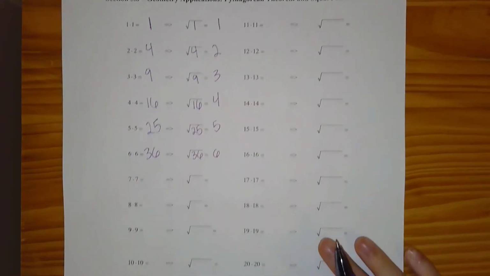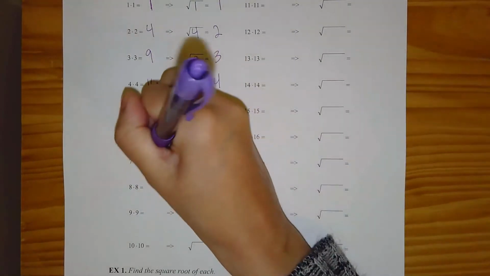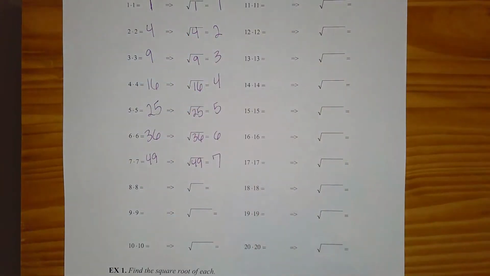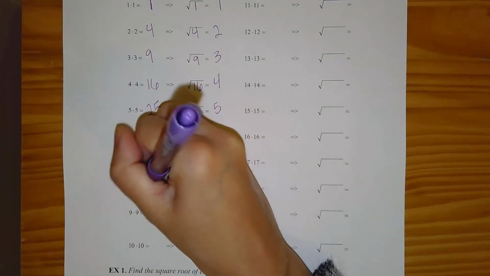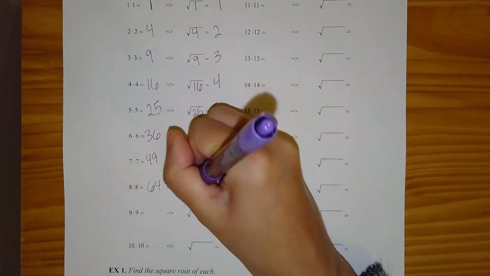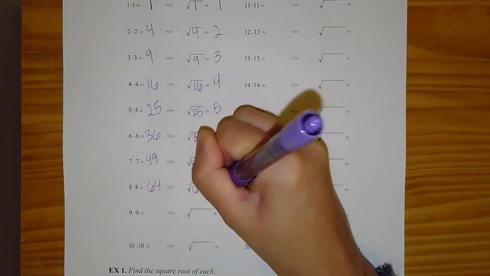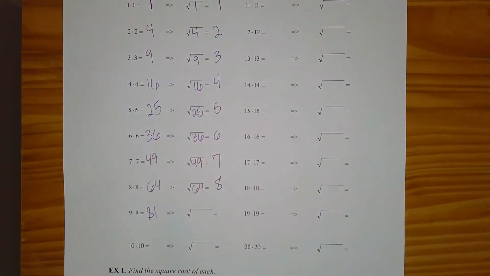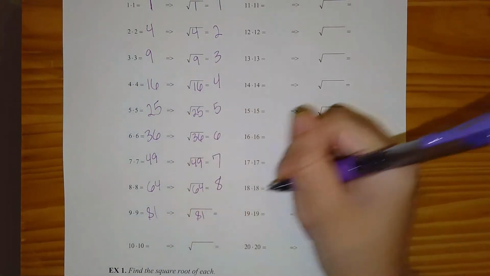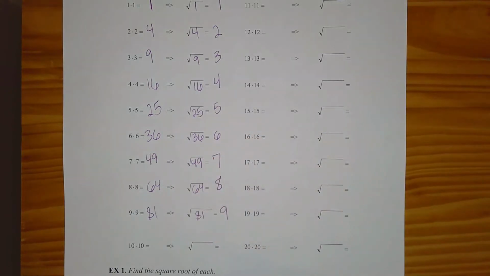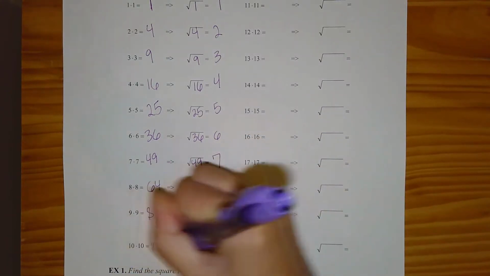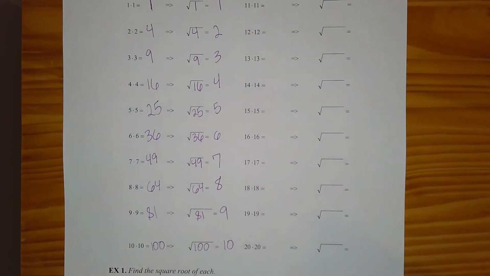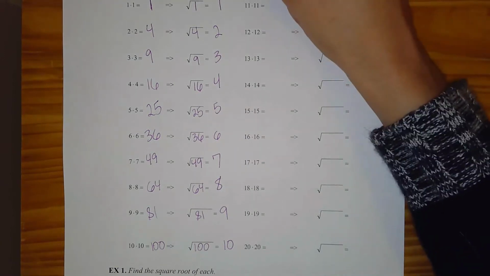7 squared is 7 times 7, which is 49, and that means that the square root of 49 would be 7. 8 times 8 is 8 squared, which is 64, which means that the square root of 64 would be 8. 9 squared is 9 times 9, which is 81, which means that the square root of 81 is 9. And 10 squared, 10 times 10 is 100, which means that the square root of 100 would be 10. Alright, let's keep on going. These ones you may not know, but we're going to get there.